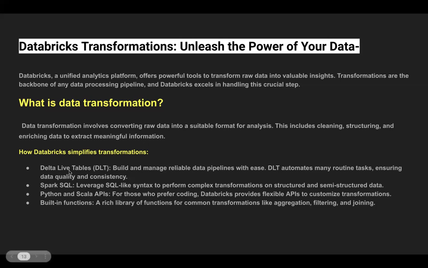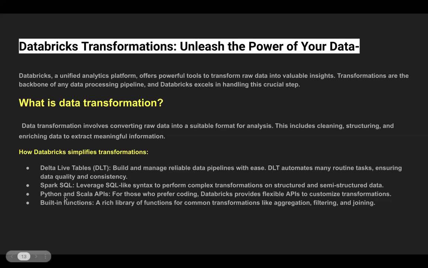Okay, how does Databricks simplify transformations? When it comes to Delta Live Tables, whenever a table gets created, what we call Delta Live Tables build and manage reliable data pipelines with ease, and DLT automates many routine tasks, ensuring data quality and consistency. So whenever you create a Delta Live Table, it helps you build a reliable data pipeline. You can automate routine tasks, and data quality and consistency will be ensured in the DLT tables.